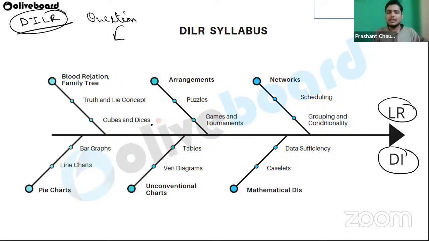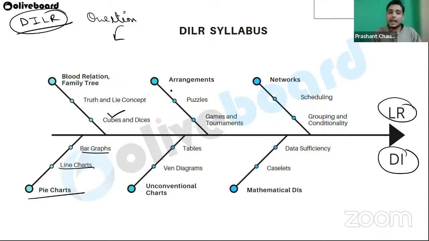Okay. There are few questions in CAT from cubes and dices, but there is absolutely no question from blood relation, family tree, or truth and lie concept. But again, this is very, very crucial to build your base. Again, in the DI, in the starting, you must cover bar graphs, line charts, and bar charts.